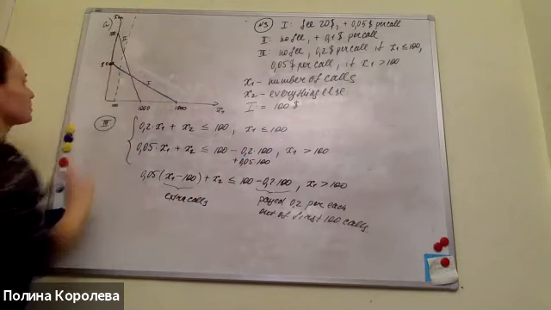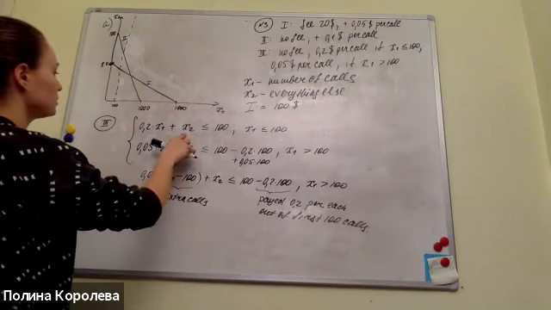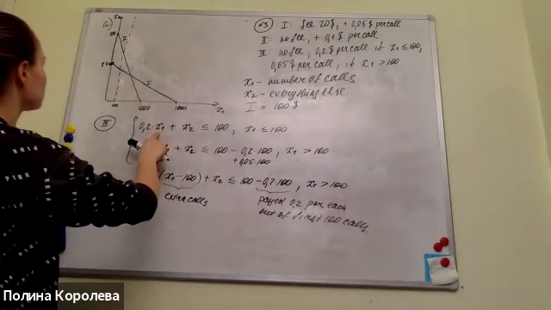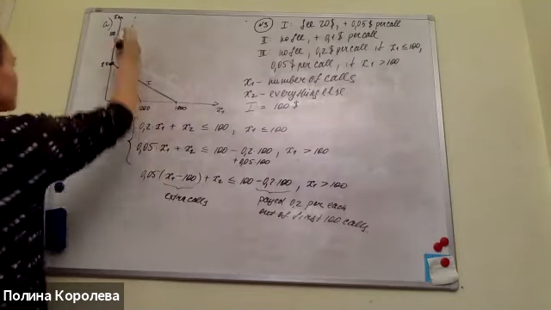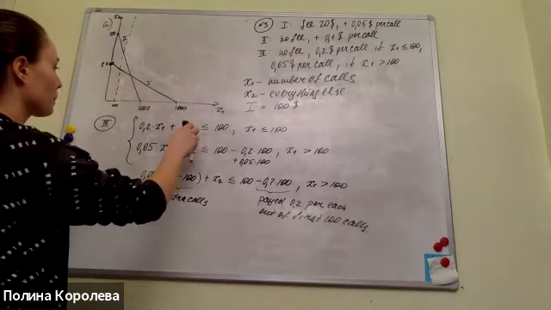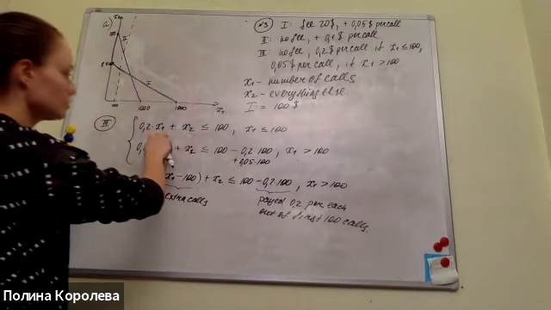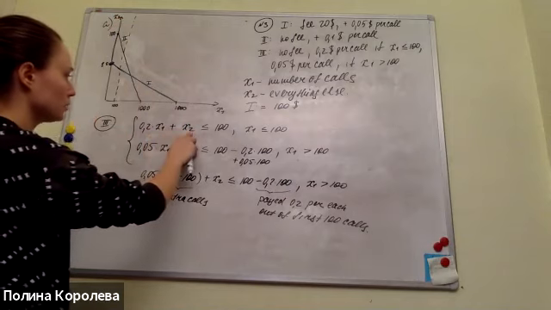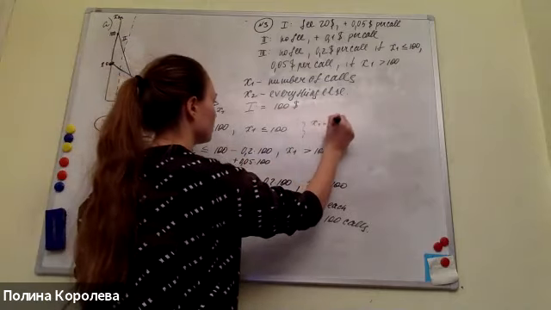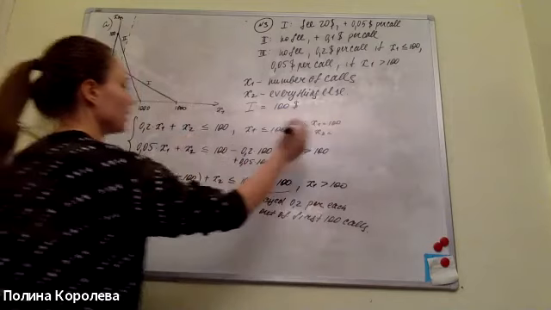Because we will have two parts. Then, if x1 is equal to 0, x2 will be equal to 100. So we start from this point. Then, if x1 is equal to 100, x2 will be equal to how much? X2 equals 80.